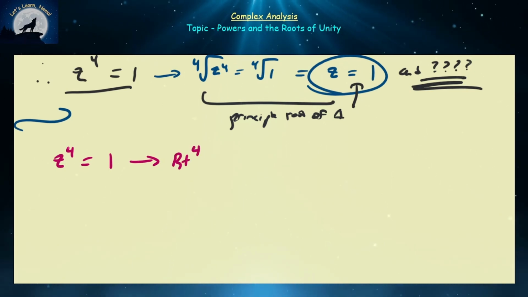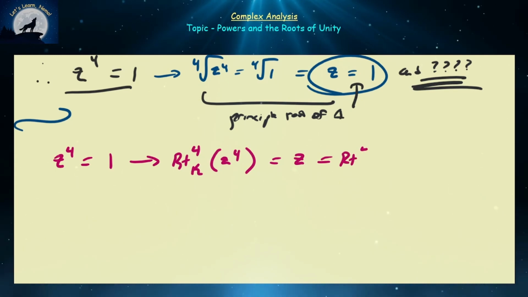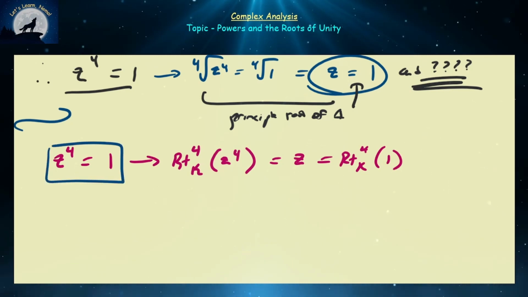So I'm going to create this new function, which is going to give you the fourth roots of z to the power of 4, and that's obviously going to be equal to z, and that's going to be equal to the fourth roots of 1. So these are going to be the solutions of this equation.